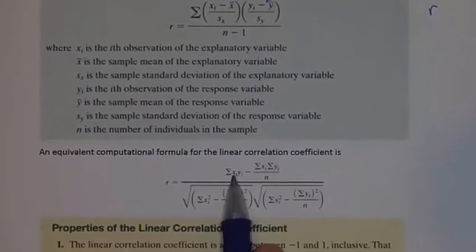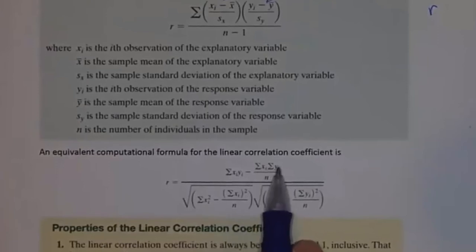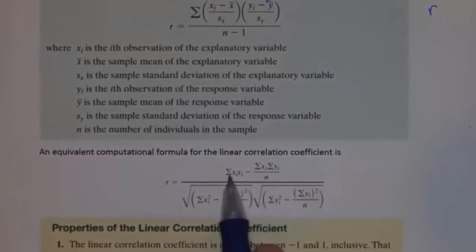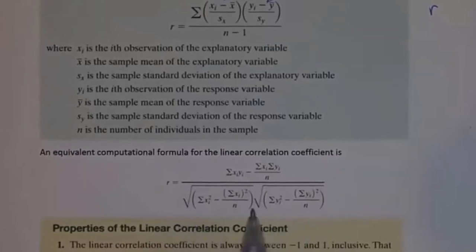This says take all the x coordinates times the y coordinates and add them up. And then from that, take all of the x coordinates and add them up, take all of the y coordinates and add them up, and multiply those two answers and divide by n, and subtract it from this. Take that and divide it by this mess.